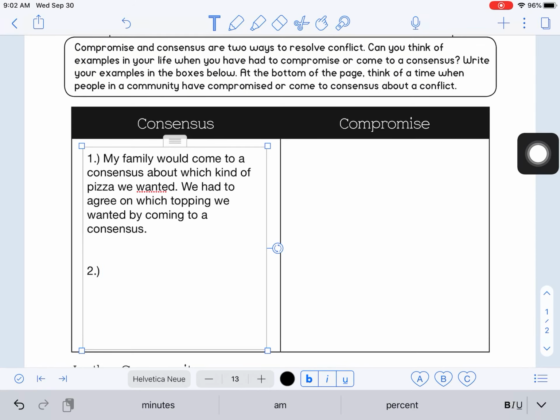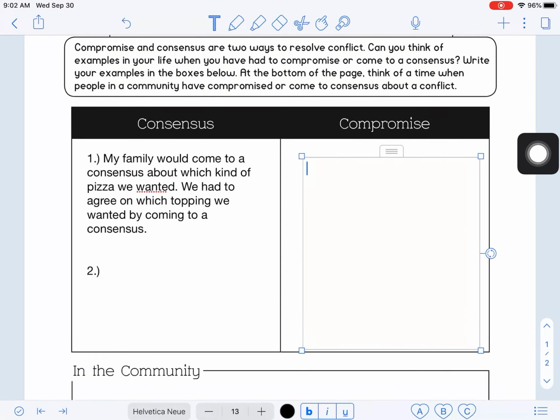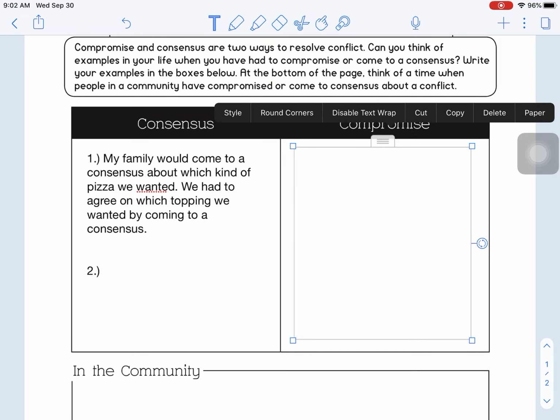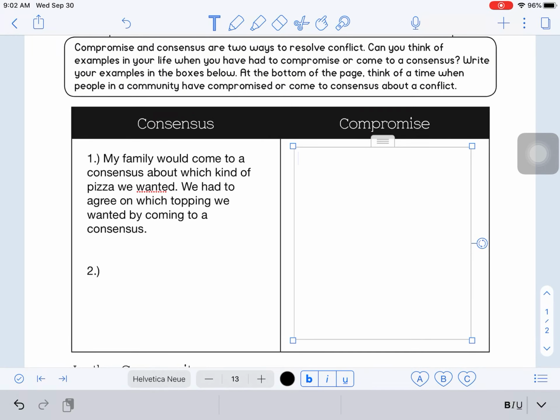So next would be compromise. You're going to come up with a compromise that you have had to make in your life. Maybe it's at school or maybe it's at home. So again, I would like you to do 2 in this box. So maybe a compromise that I have made is I really wanted to go to the beach when I was younger, but I also had maybe homework to do. So in order to go to the beach, my compromise with my parents was that I would finish all my homework and then I would get to go to the beach. That was a compromise because it also motivated me to get my homework done.